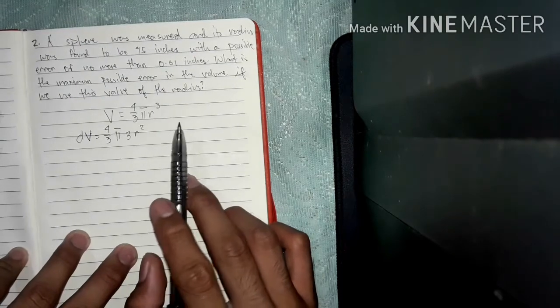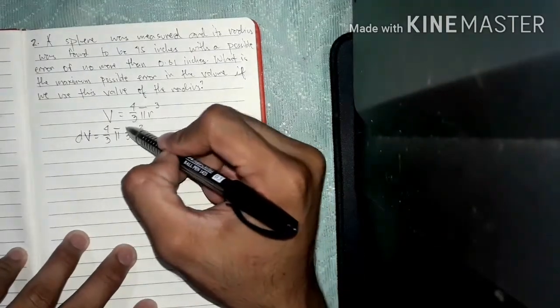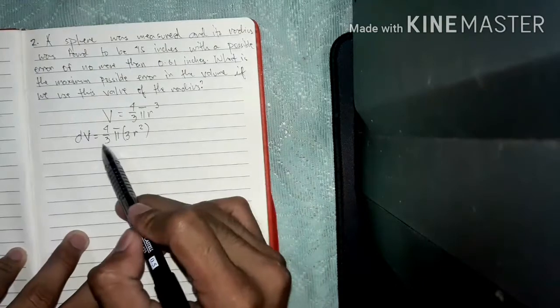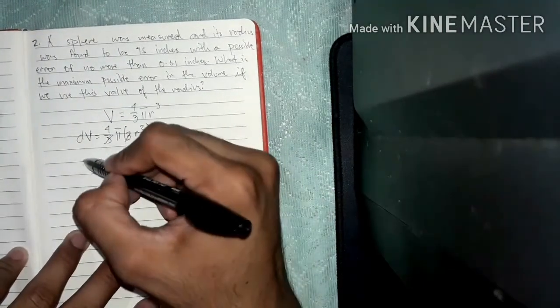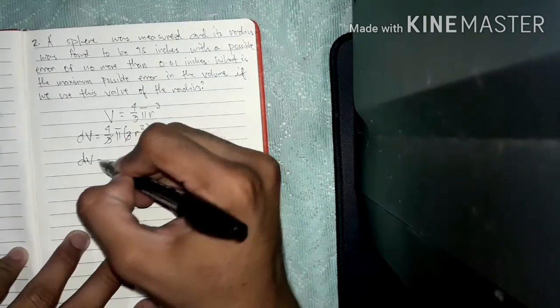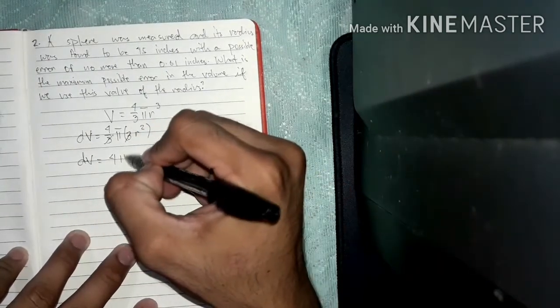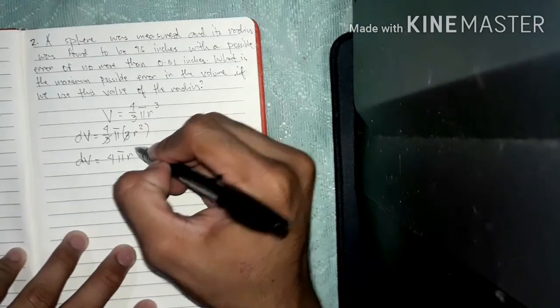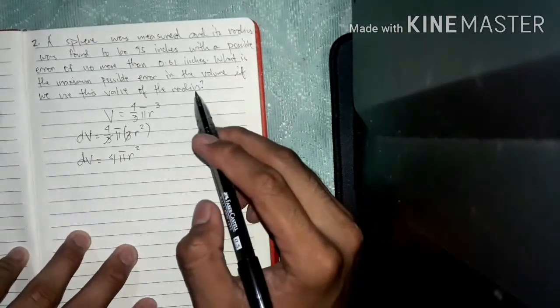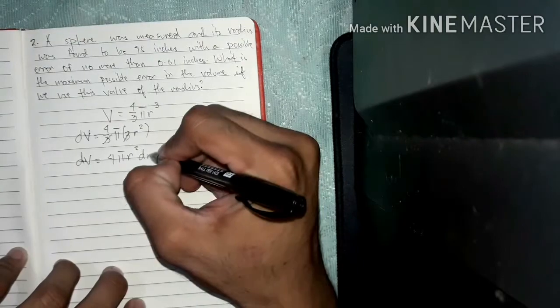The next step is ato siyang i-divide ang 3 since 3 times 1/3 is 1 na lang man. So ang atong makuha niya is 4 pi r squared with respect to r.